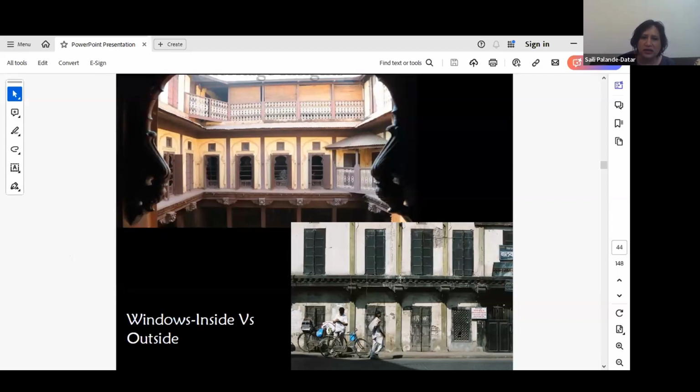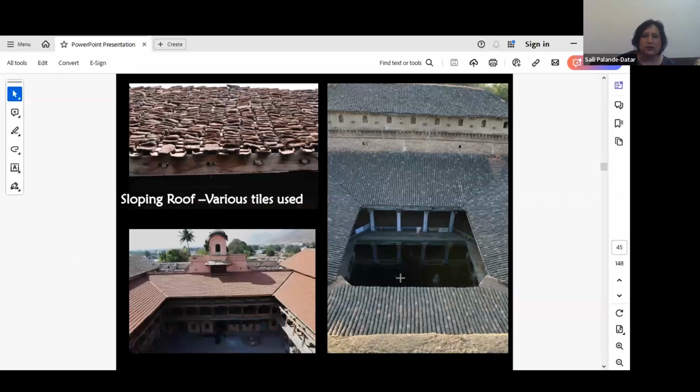Instead of the angan like spaces, you have more courtyards in this. The various sloping roofs mainly use the tiles. Now we have many Mangalorean tiles, but in those times we see what we call as Narichi Khapra, which are more rounded in shape, and sometimes they are flatter like these ones as seen, which kind of are entangled into one another.